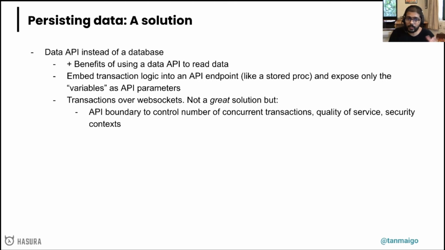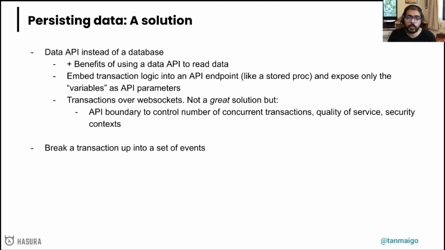You have to set up transactions over WebSockets, and then you have to create some kind of protocol for embedding transaction semantics over a WebSocket protocol, right? So some way of specifying the beginning of a transaction or the end of a transaction. The other approach, if one was the data API approach, is the event approach.